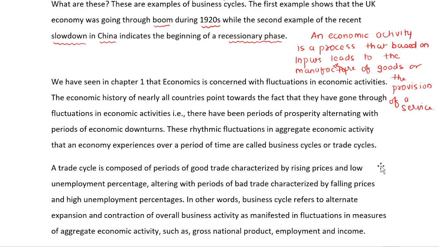The economic history of nearly all countries points towards the fact that they have gone through fluctuations in the economic activities. That means what? That there have been periods of prosperity alternating with the periods of economic downturns. These rhythmic fluctuations in aggregate economic activity that an economy experiences over a period of time are called business cycles or trade cycles.